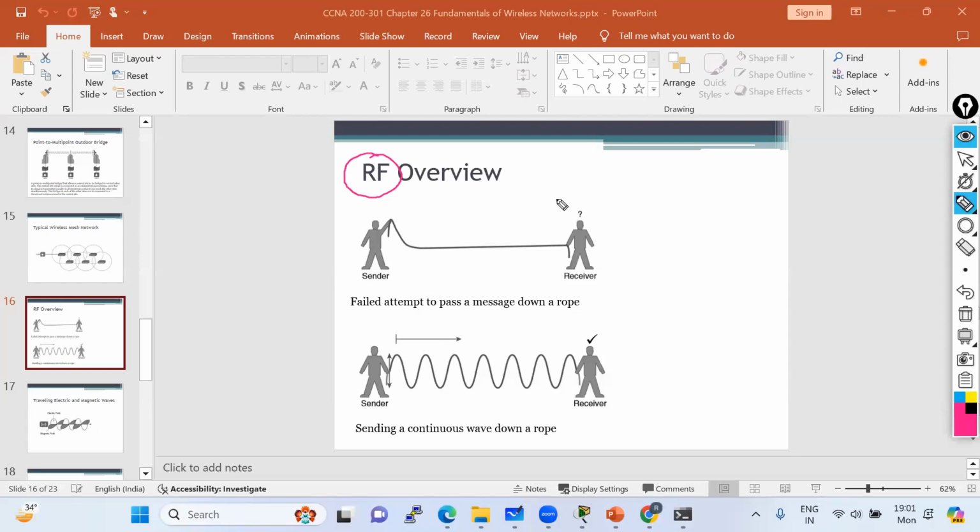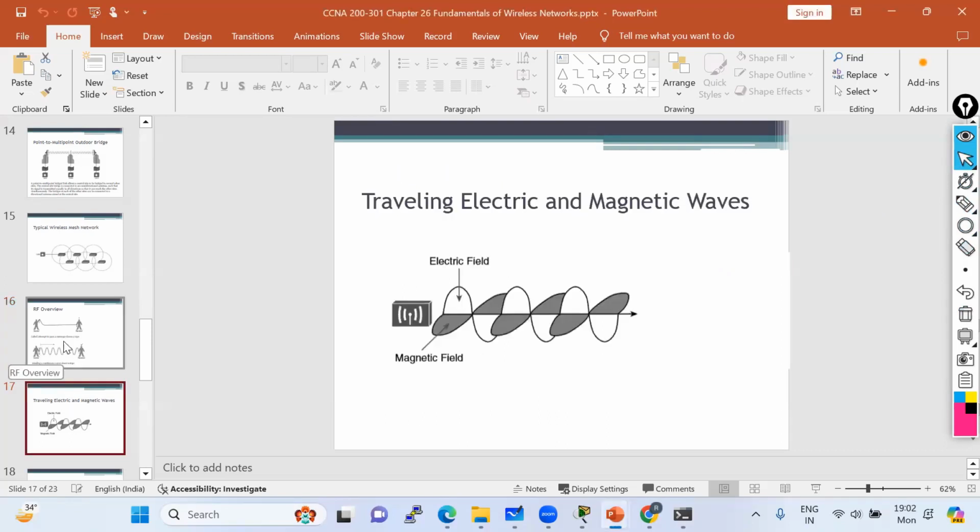Similarly, we have some concept where we again have to exchange a message between two people, but this time we have to continuously send this signal in the form of waves. Wave means the signal is going up and down, up and down, and finally it is received by the receiver. Sender keeps sending, receiver keeps receiving. That is known as the sine wave signal method. So basically, this is how communication started, and this is known as radio frequency.